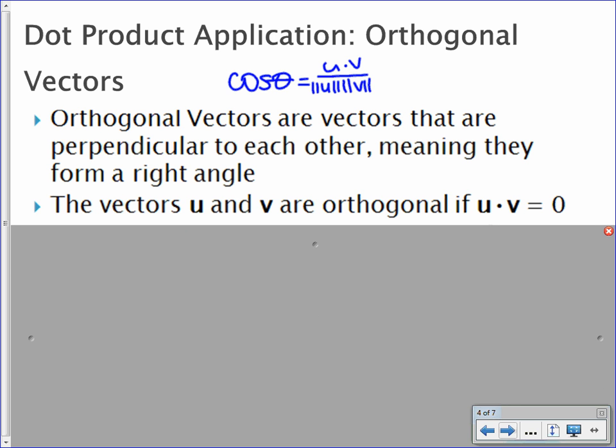So if our dot product is 0, we don't have to plug it into this formula. We know that our vectors are going to be orthogonal. You can plug it into the formula, that's fine, but you're going to do more work for yourself. If the dot product is 0, we have orthogonal vectors.